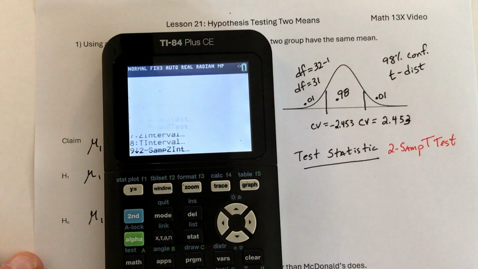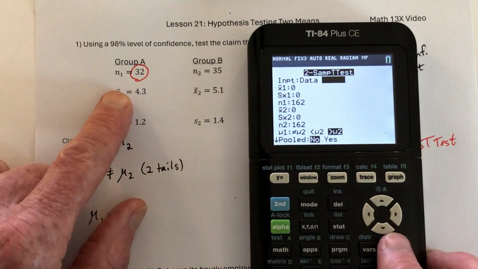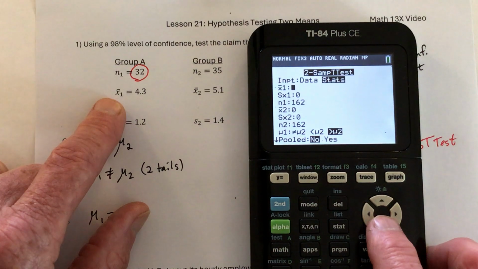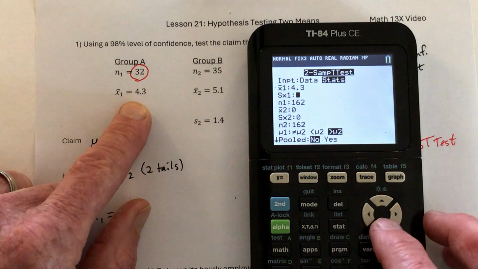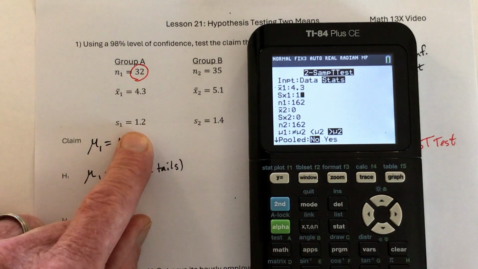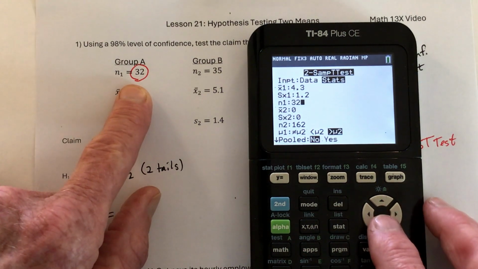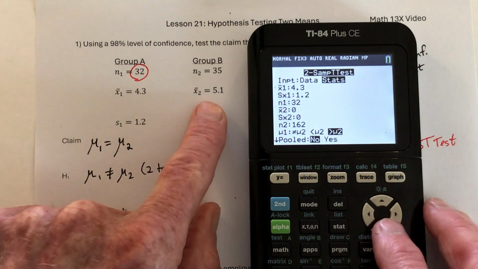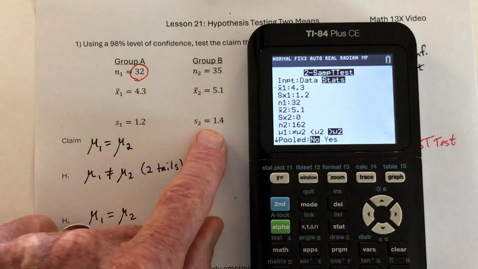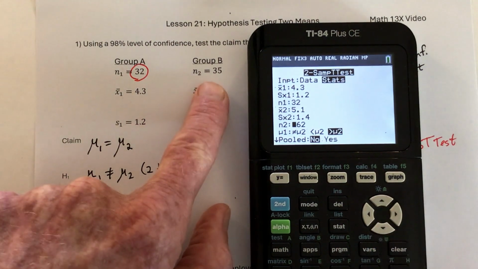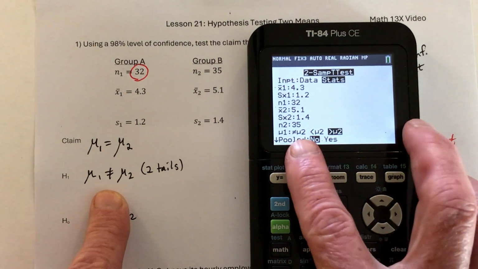And so use the 2 sample t-test and now type in the information. So first of all, they put them in different order in the calculator. So first of all, the x bar is 4.3. And then the S is 1.2. And then the N is 32, and that's group number 1. And then go to group number 2. The X bar is 5.1. The S is 1.4. And the N is 35. And then this has not equals, so this should have not equals.